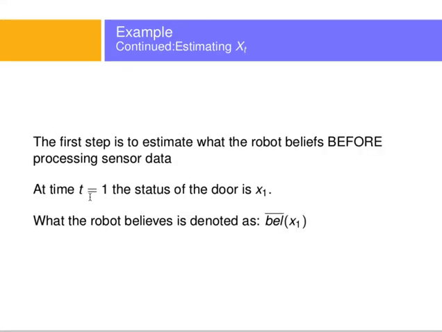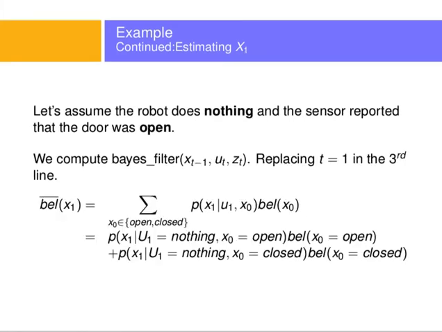So at time step T1, the state of the door is X1. What the robot believes is denoted as belief bar of X1. So this is what the robot believes without sensing. Let's compute it. Let's assume the robot does nothing and the sensor reported that the door was open. Let's assume that's the case. So the sensor reported the door was open and the robot does nothing the first time step.